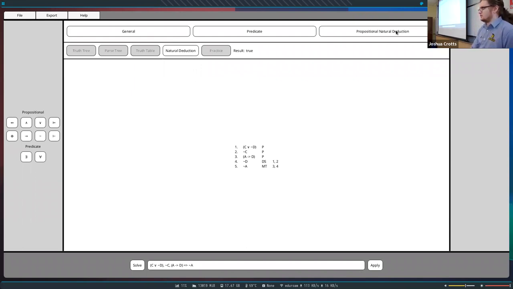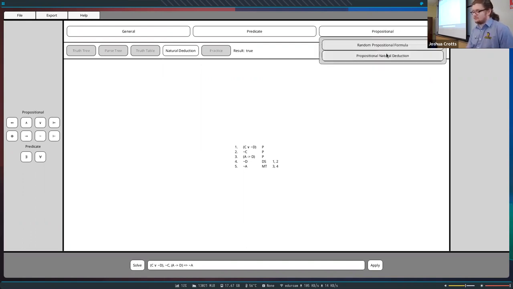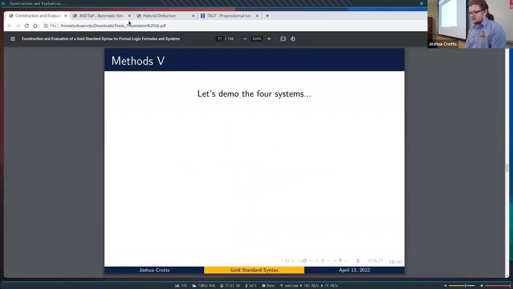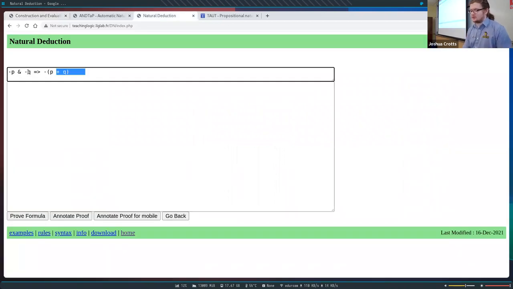But in addition to the solving component, there is a practice mode as well. If we turn on the practice mode over here, it will change to this and give a little bit of information on the right side. The students can enter a formula. They can enter the step, which is the rule that they want to add, and also which lines contribute to that step in the proof. So it's very similar to ANTAP. All right, now let's go back to, this is Teaching Logic.